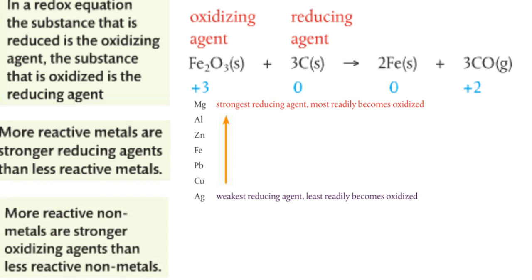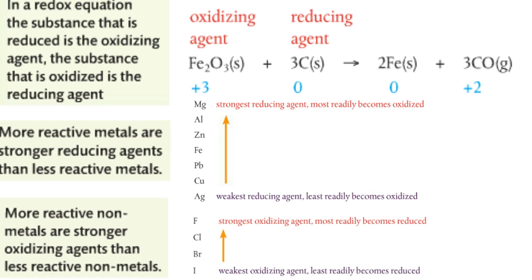More reactive nonmetals are stronger oxidizing agents than less reactive nonmetals. And we can see that with this activity series here. Fluorine being the strongest oxidizing agent and iodine being the weakest oxidizing agent.